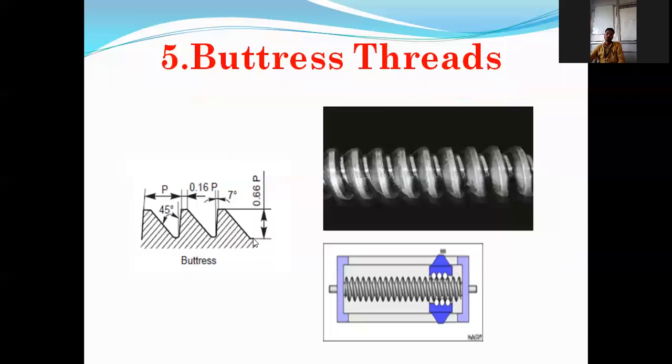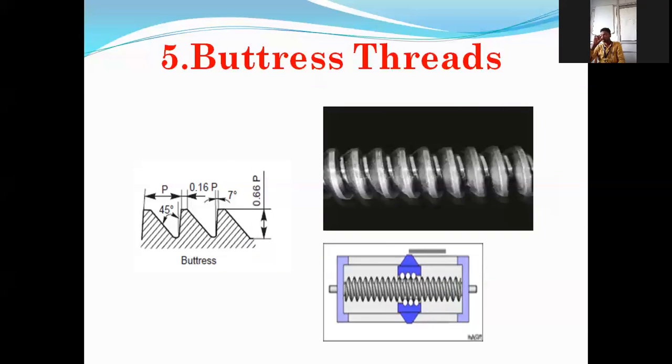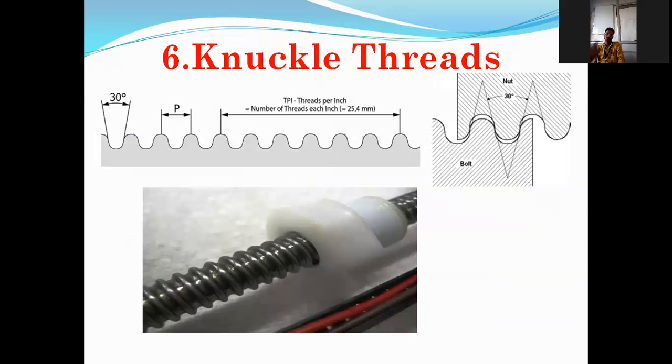Further, we have seen buttress thread. One of the profiles is at 45 degrees. One directional power transmission is the application of buttress thread. And further, we have seen knuckle thread. Mainly, it is used for plastic components, and the profile of the thread is very smooth. Knuckle thread profile is very smooth, that is why it is called knuckle thread.